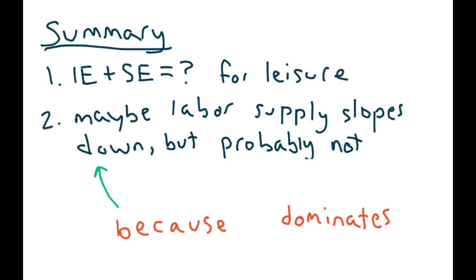So in summary, we have an income effect. When the wage goes up, people are richer, they want to take more leisure. We have a substitution effect. When the wage goes up, people want to substitute in more work because it's paying better. The combined effect of this on leisure and thus on labor is ambiguous. It's possible labor supply slopes down because, now you have to fill this in, is it because the income effect dominates the substitution effect or the other way around?